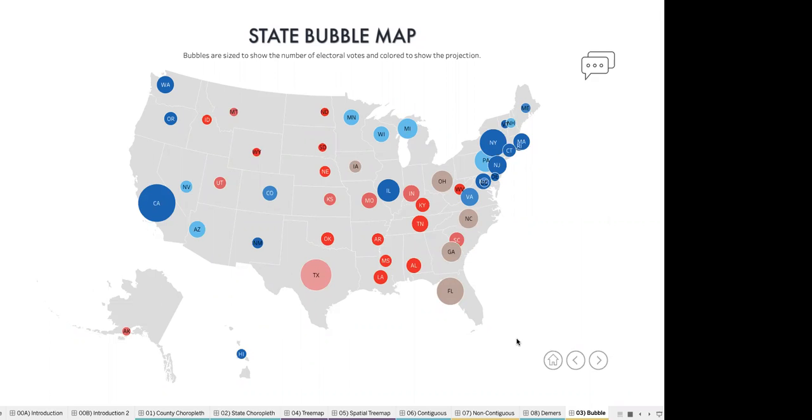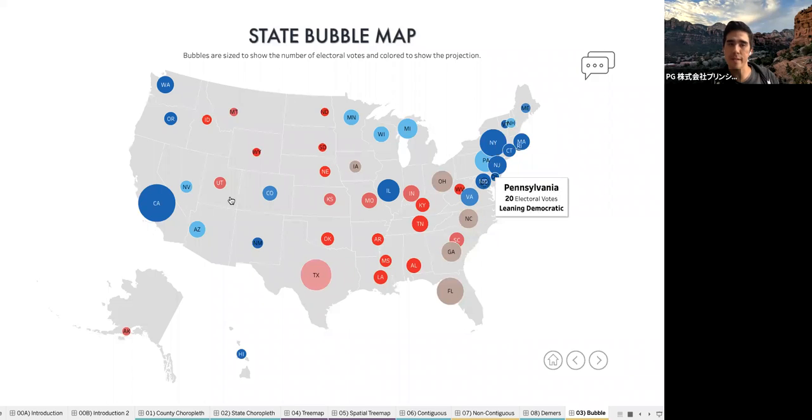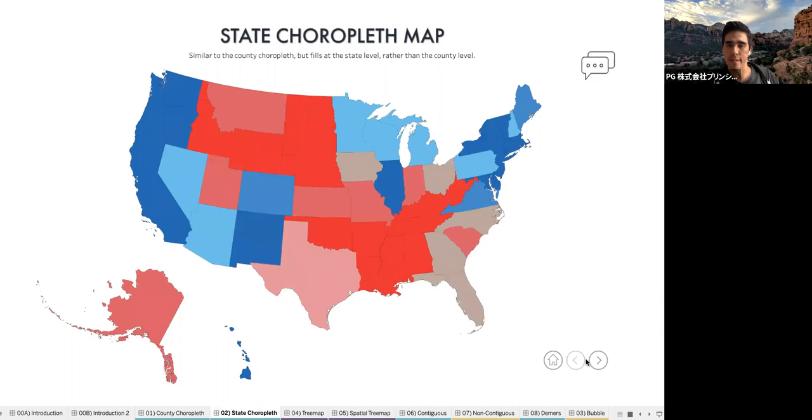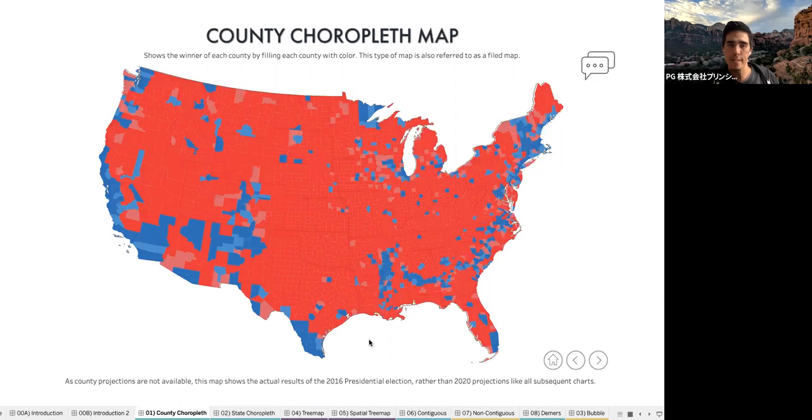I think it's 50-50. Yeah, that's a great point. And I think that's because the bubbles are now sized based on the actual power of that state. Whereas in this one, you can see just how much land or how much space is taken up.